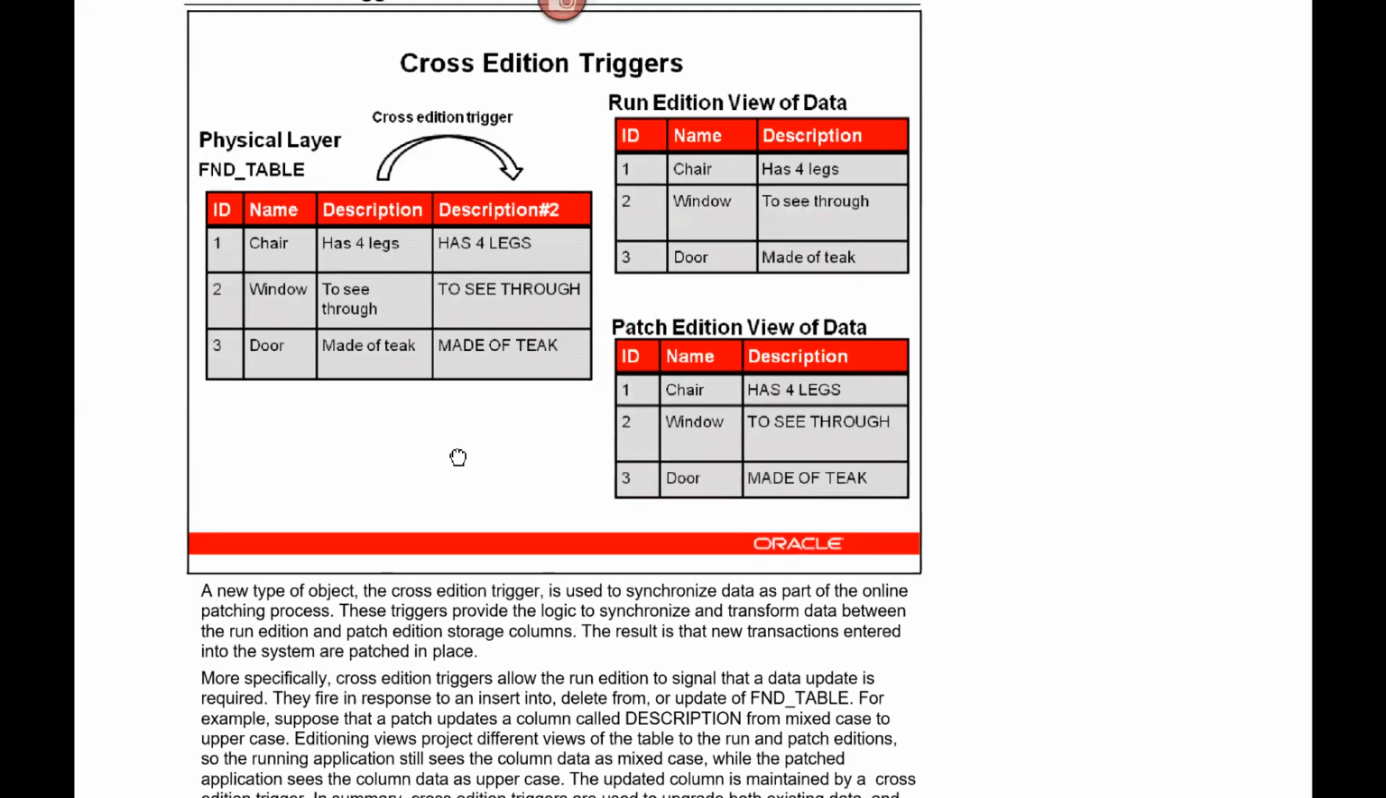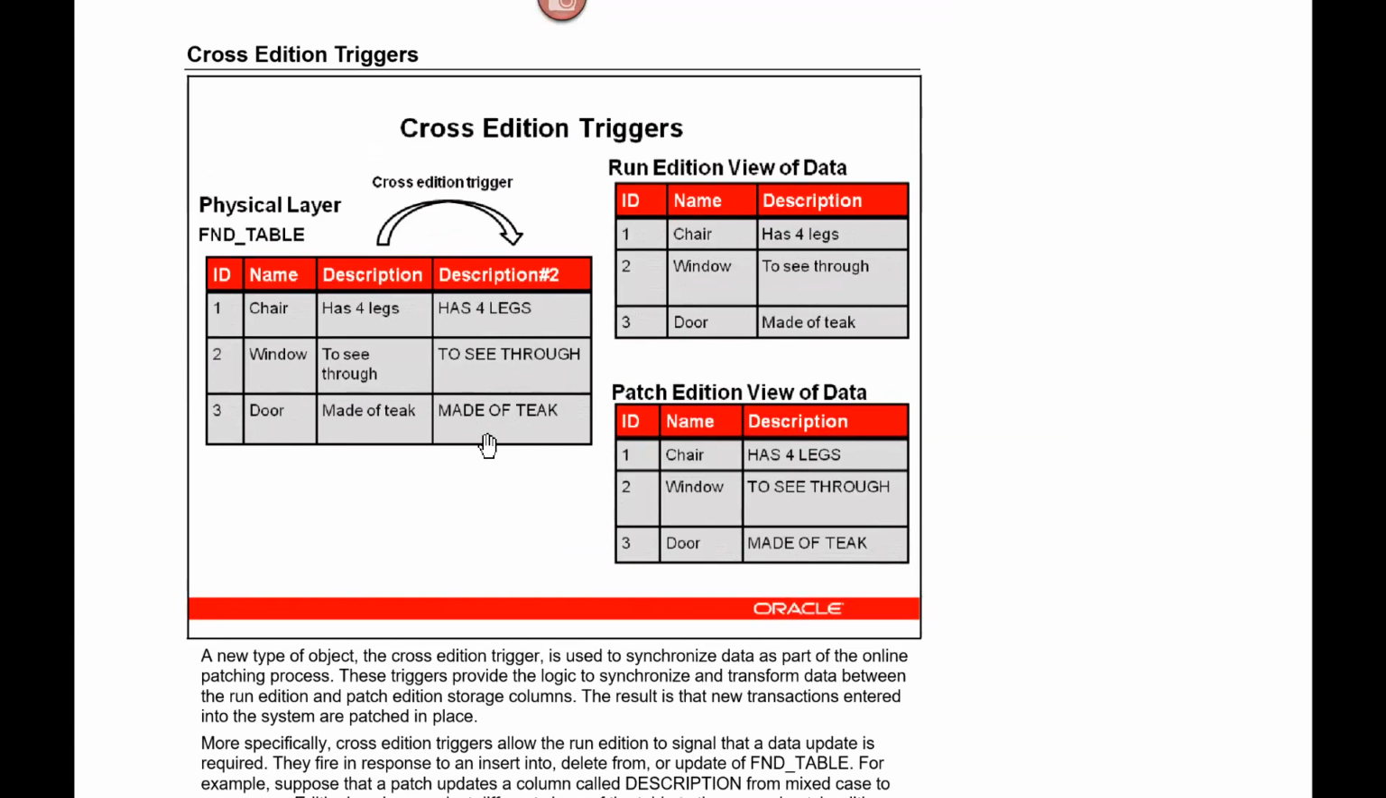Similarly for triggers, we can see cross-edition triggers and how they are maintained. Suppose this is the table, and you are trying to update it. The run edition will see this one, like chair has 4 legs, window a window to see through. What you are doing is updating the description, changing it to capital letters. Here there are small letters, here capital letters. So the run edition will see a different view and the patch edition will see a different view. Once you do a cutover, they get merged.